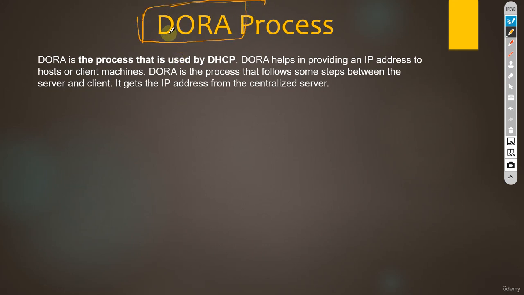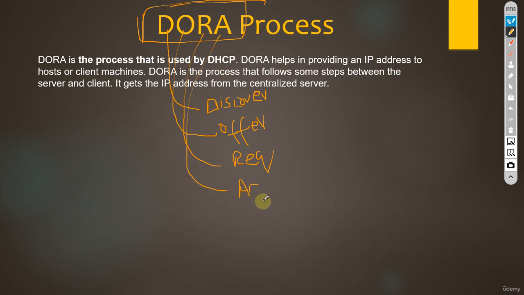So this is basically an abbreviation which stands for what? Discover, offer, request, and acknowledgement. So this is a four-step process that helps us get an IP address automatically.